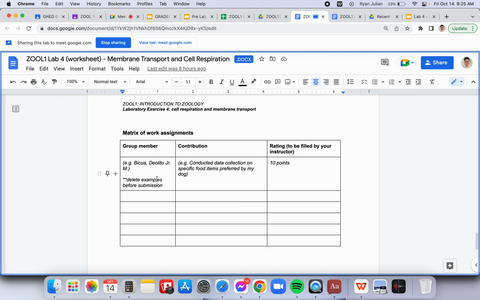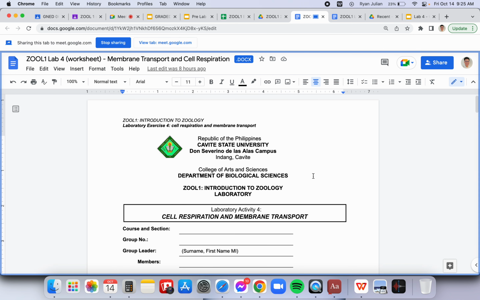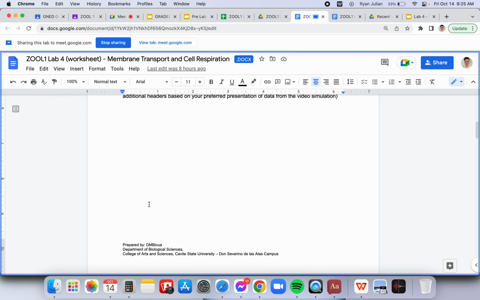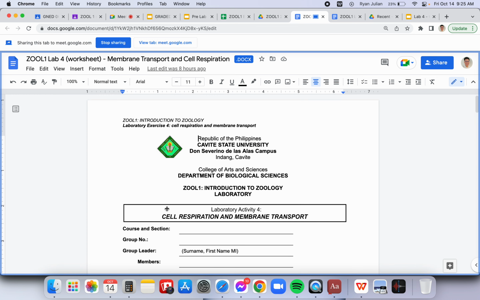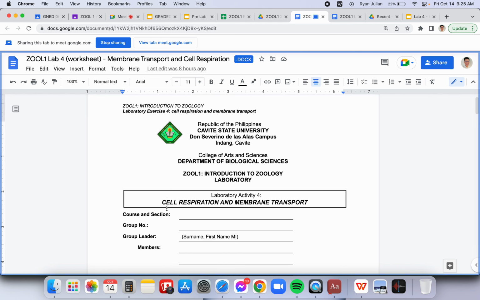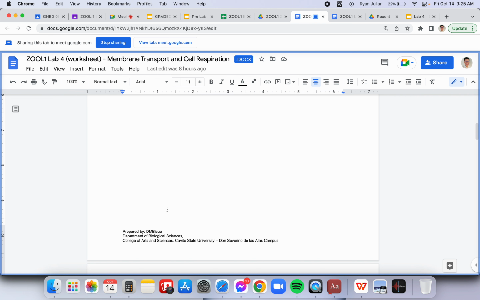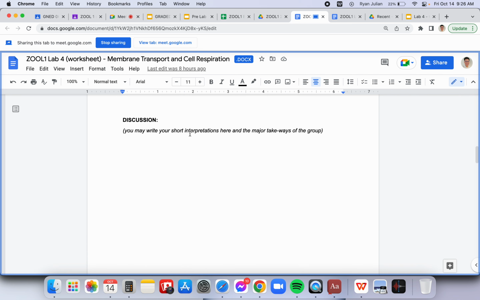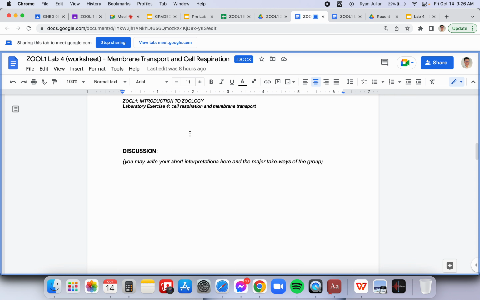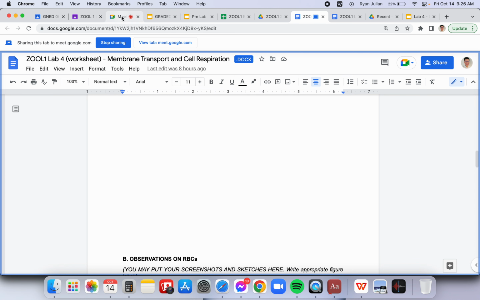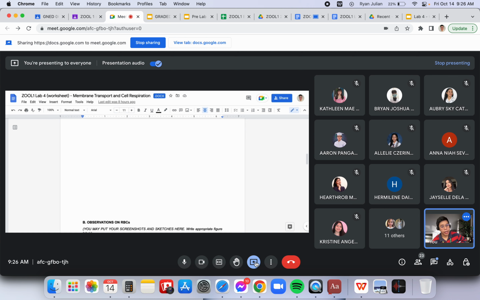And for the matrix of work assignments, just like the previous session that we've had, you have to input your group members and their specific contributions, and I will be the one to rate them regarding how impactful their contribution was. That is the Lab 4 worksheet as well as the introduction to it. You will just watch 2 YouTube videos where you need to tabulate your data and interpret it, as well as take screenshots of the red blood cells under different osmotic pressure. So you can accomplish this as a group.